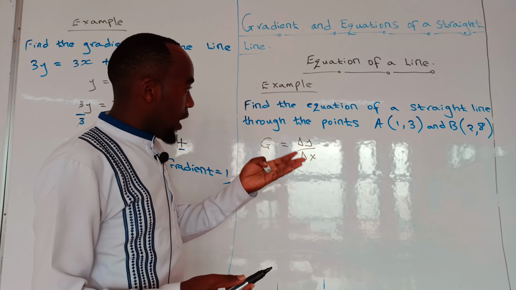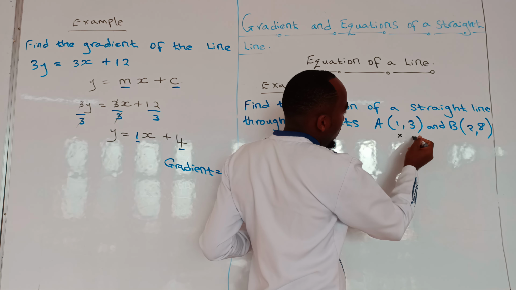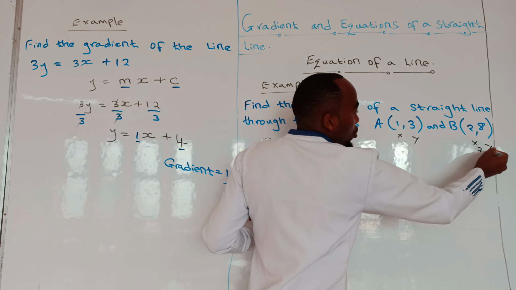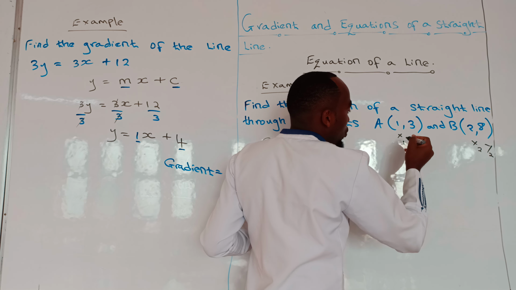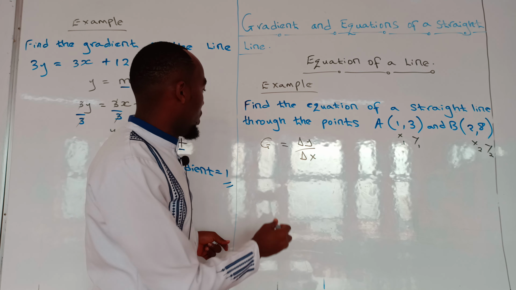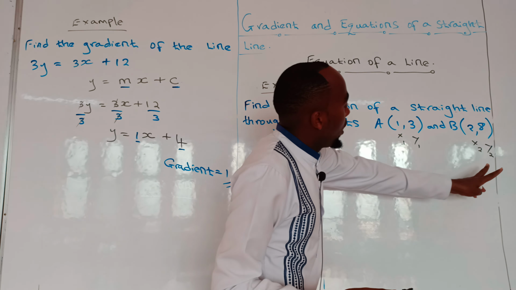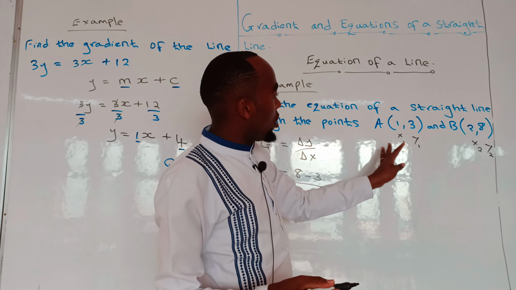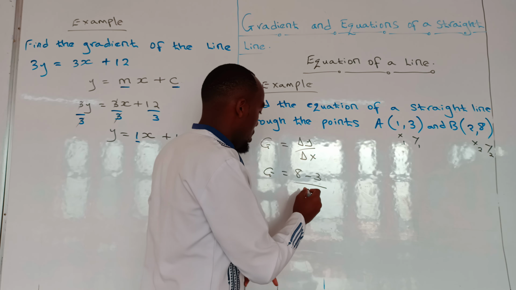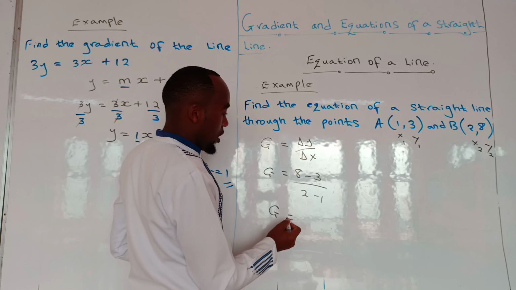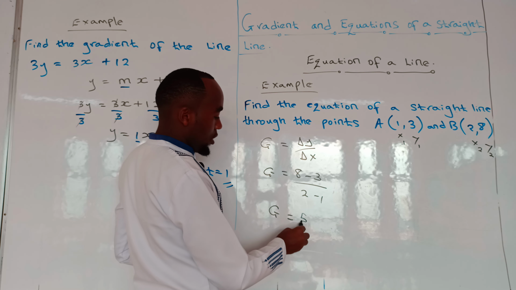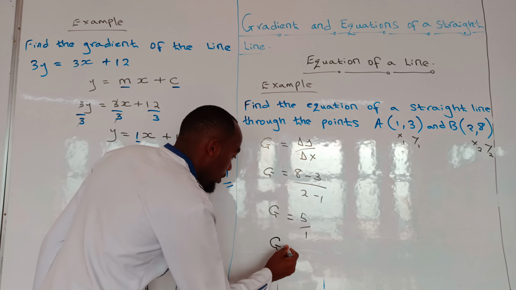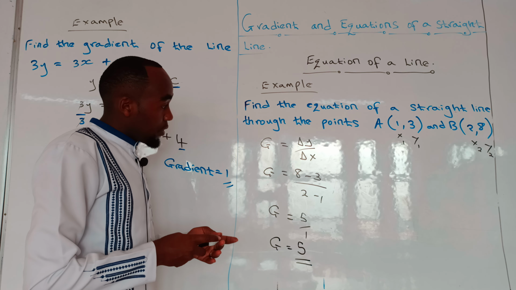Therefore, we have our 2 points. Of course, A has x and y, and our second point has x and y. Therefore, allow this to be x1, y1, and x2, y2, so that we can have change in y over change in x. Therefore, change in y will be given by 8 minus 3. Then change in x will be given by 2 minus 1. And definitely the gradient will be 8 minus 3 is 5, 2 minus 1 is 1. And 5 divided by 1 is 5. Therefore, the gradient there is 5.